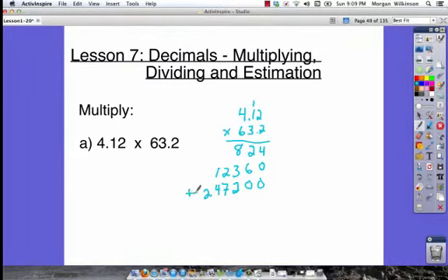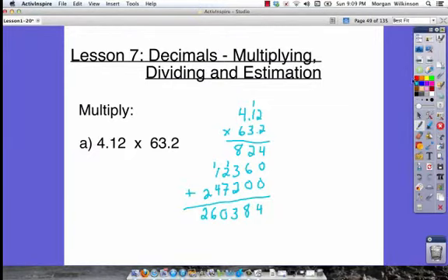Now we have to find the sum of all these, so let's go ahead and add. 4 plus 0 is 4, 2 plus 6 is 8, 8 plus 3 is 11, plus 2 more is 13, carry the 1, 1 plus 2 is 3, plus 7 is 10, carry the 1, 4 plus 1 must be 6, and our 2 comes straight down.